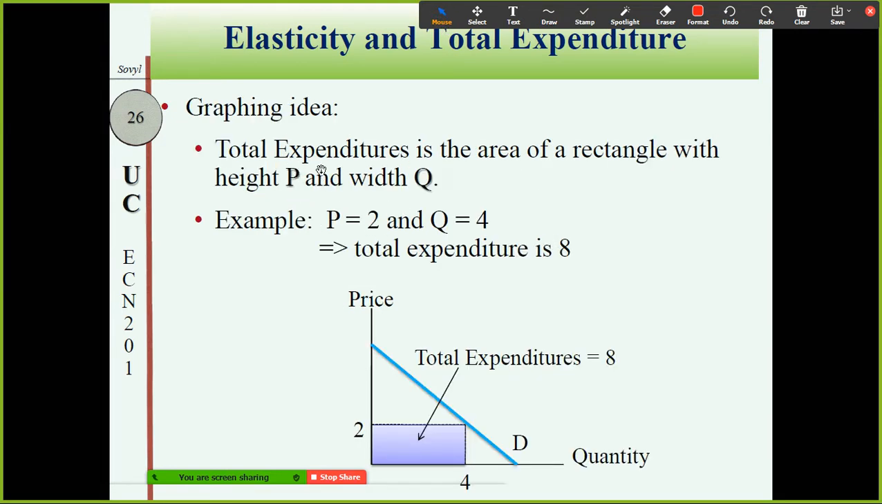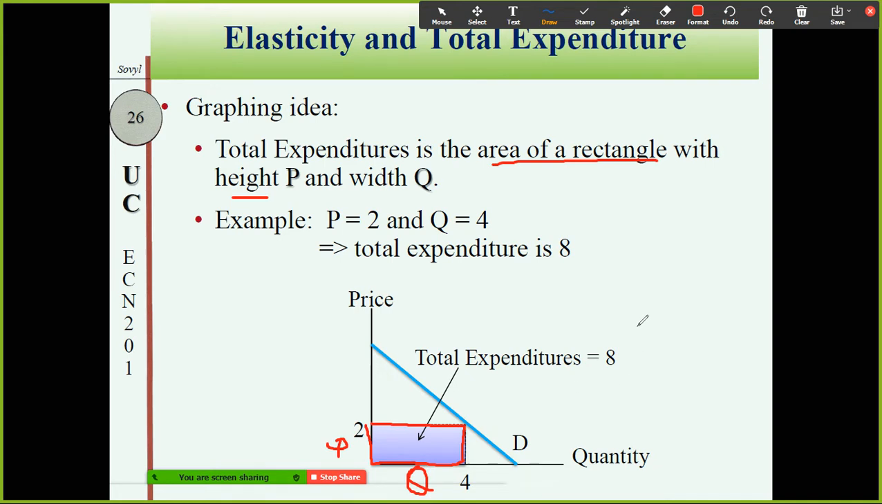Okay, in terms of the graph, the total expenditures spent by buyers, spent by demanders in the market for one product, must be the area of a rectangle. So what does it mean, rectangle? This is the rectangle area with the height P and the width Q. That's why it's a rectangle. How to find the rectangle area? That means we get 2 multiplied by Q. Oh, sorry, 2 multiplied by 4. That's why it's 8 here.